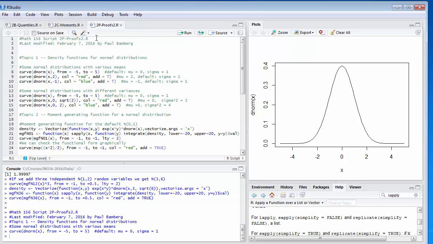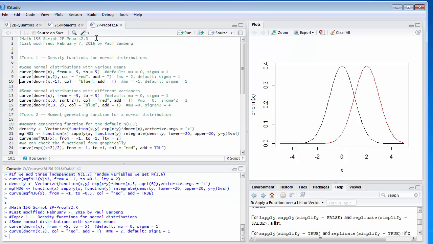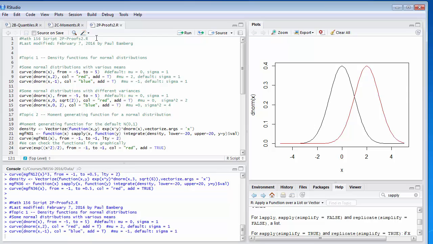If I specify a second argument of 2, that overrides the default expectation, and I get the normal distribution with a mean of 2. You can see the density function is shifted 2 units to the right. Do it with minus 1. I get one where the mean and the peak are both at x equals minus 1.